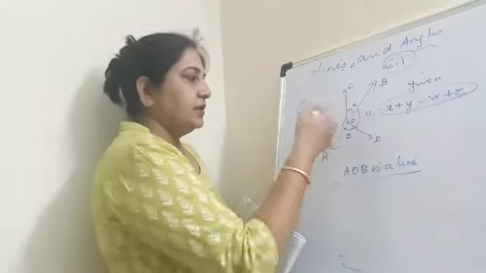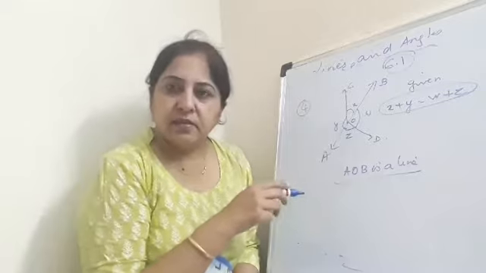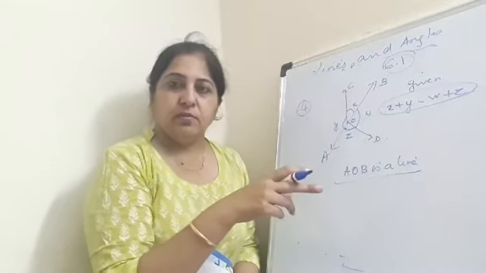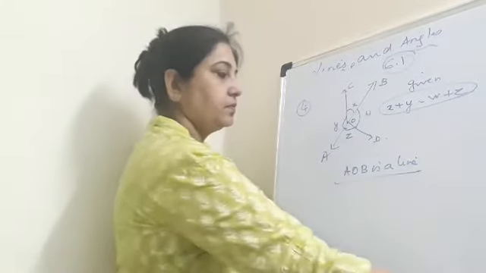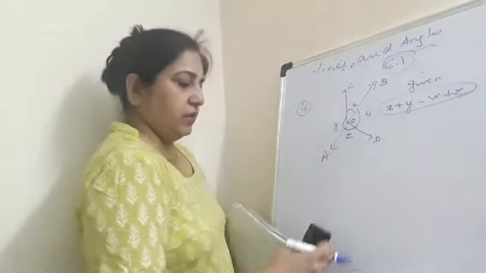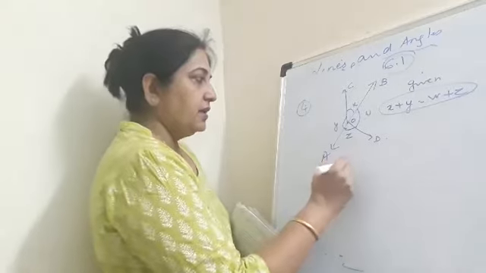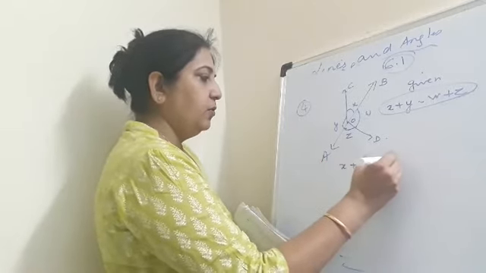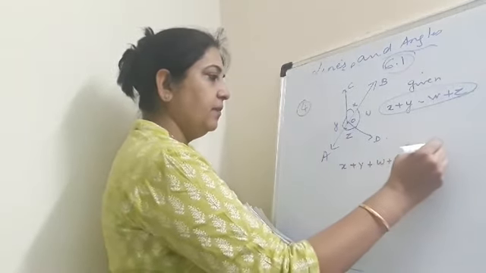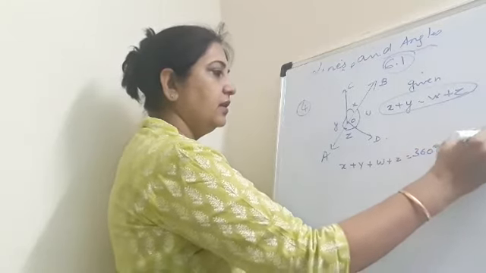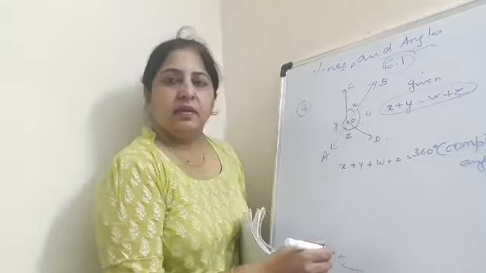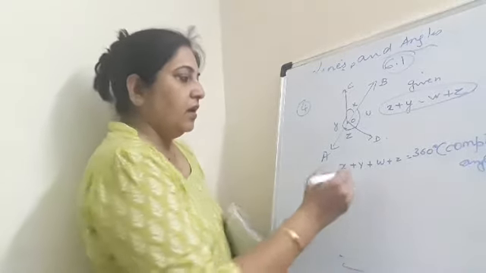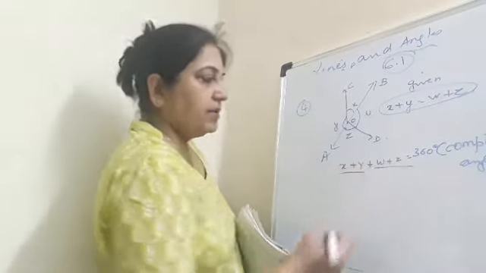Now you know that when I was explaining the types of angles, I told you there is a complete angle whose measure is how much? 360 degree. So we write x plus y plus w plus z is equal to 360 degree. And what is this angle called? This angle is called a complete angle, right? The measure of the complete angle is how much? 360 degree. Now x plus y is equal to w plus z.